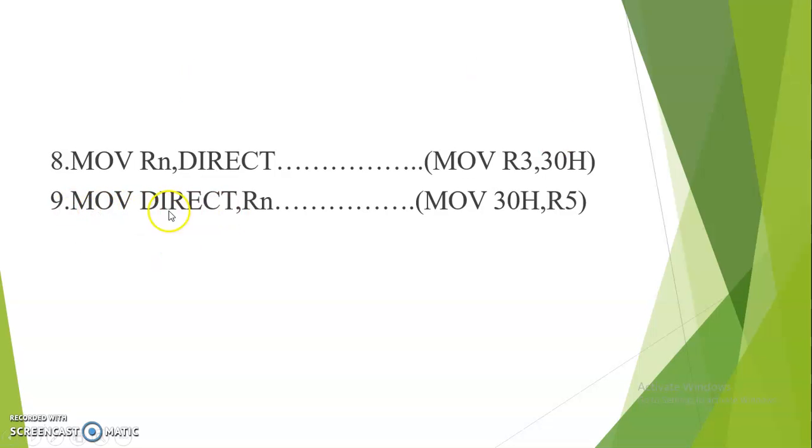Now we will see the 9th combination, which is the converse of the 8th, which is MOV direct, Rn. Now what will this instruction do? We'll see the example of this instruction, MOV 30H, R5. This instruction will copy the contents in the R5 register of the selected register bank to the location 30H.